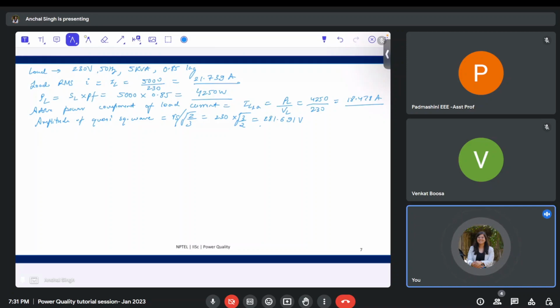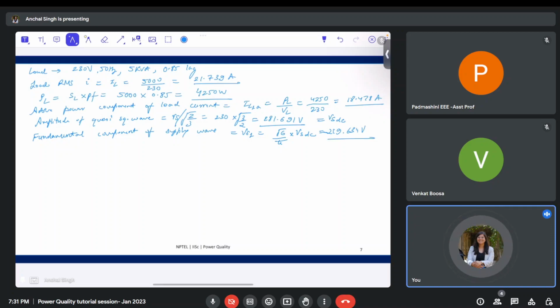Then the fundamental of the supply voltage. What will be the fundamental RMS value of the fundamental component of supply wave? Let me call it as VS1. So this peak amplitude, let me call it as VSDC, and this fundamental is VS1. So this is under root 6 by pi into VSDC. This will come out to be 219.634 volts.